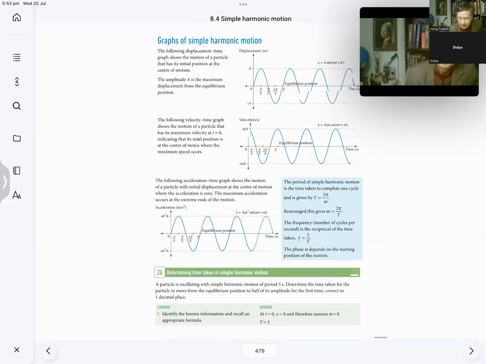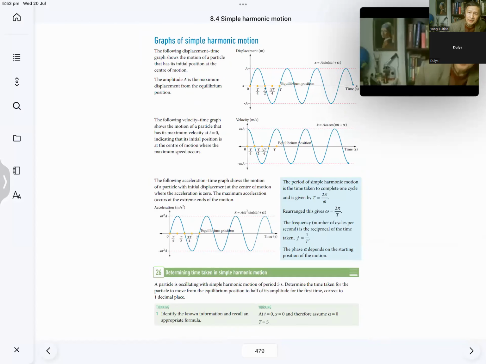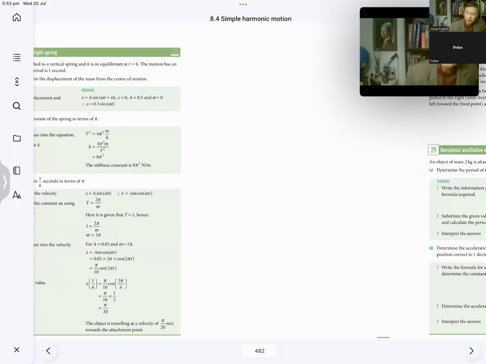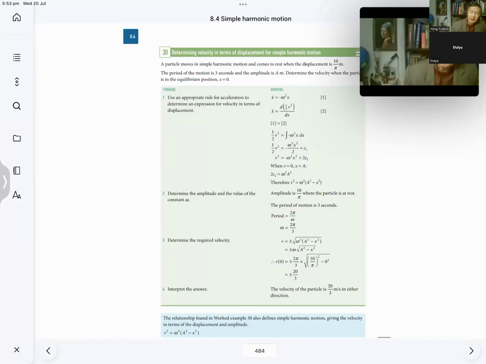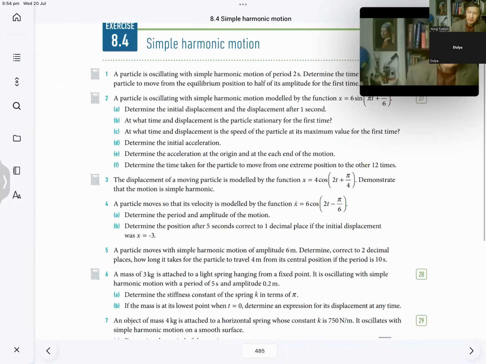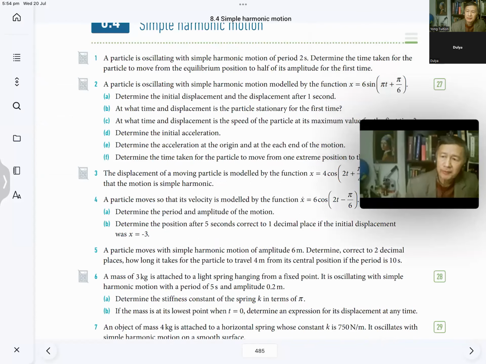Math, physics, right? Okay, yeah, no problem. Simple harmonic motion is part of vibration, okay? And also it is the simplest vibration that can be described by a trigonometry function. That is what is called a simple harmonic motion.